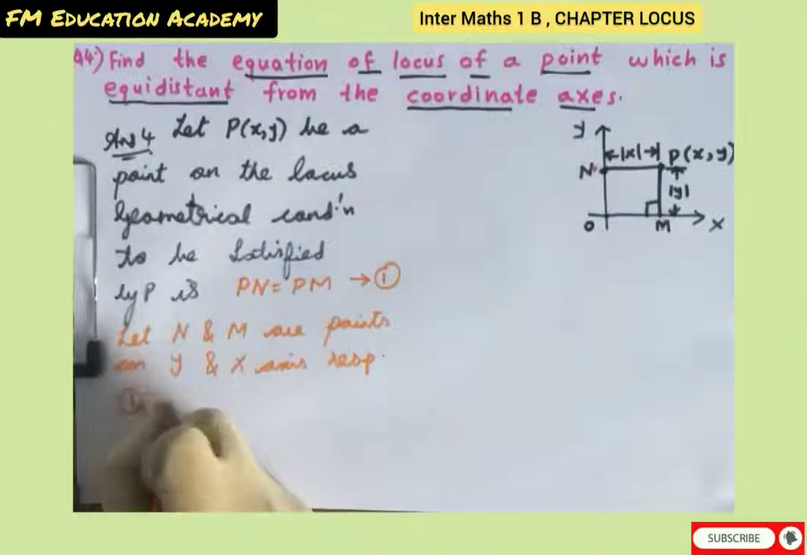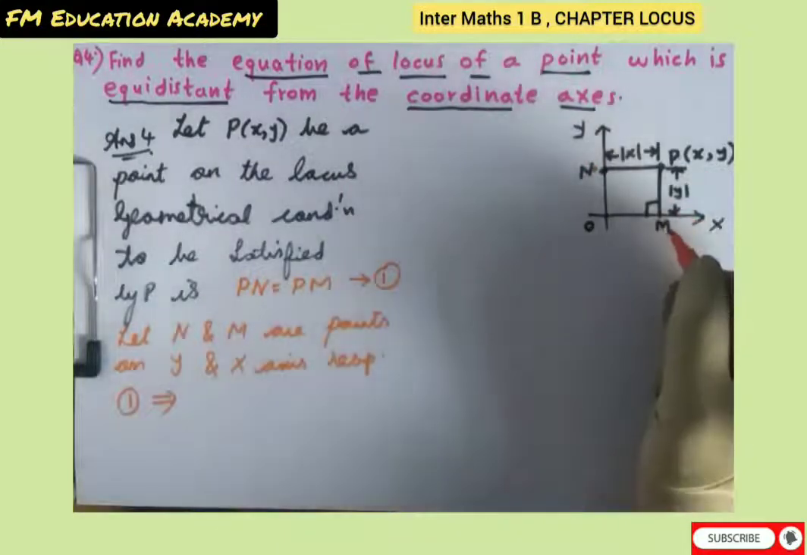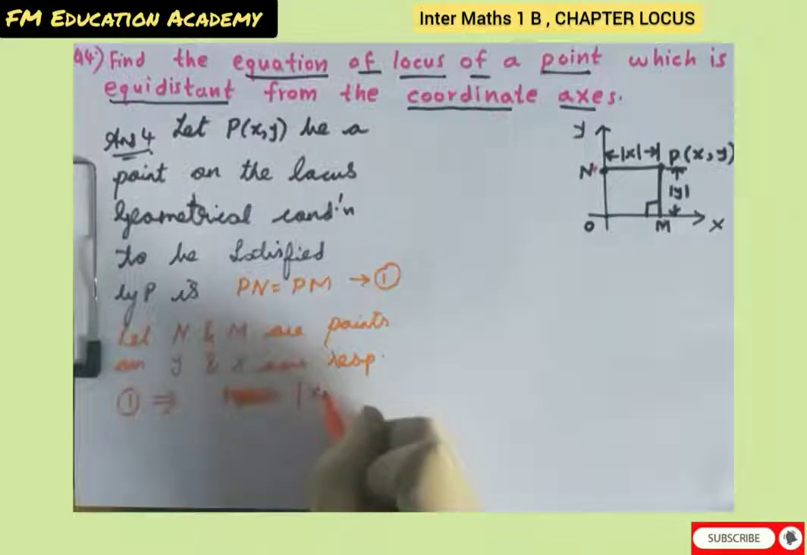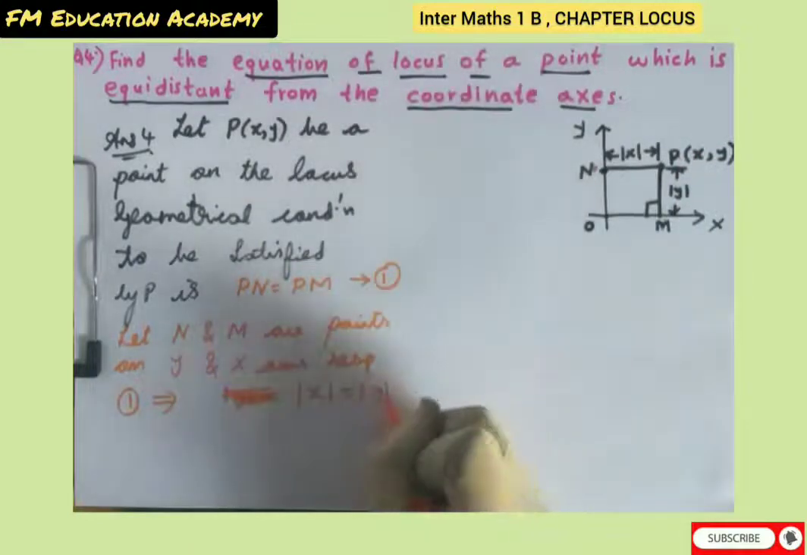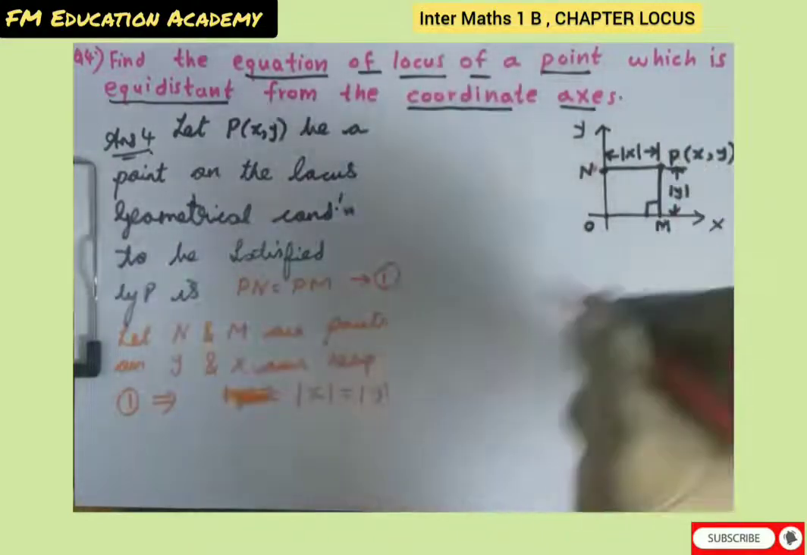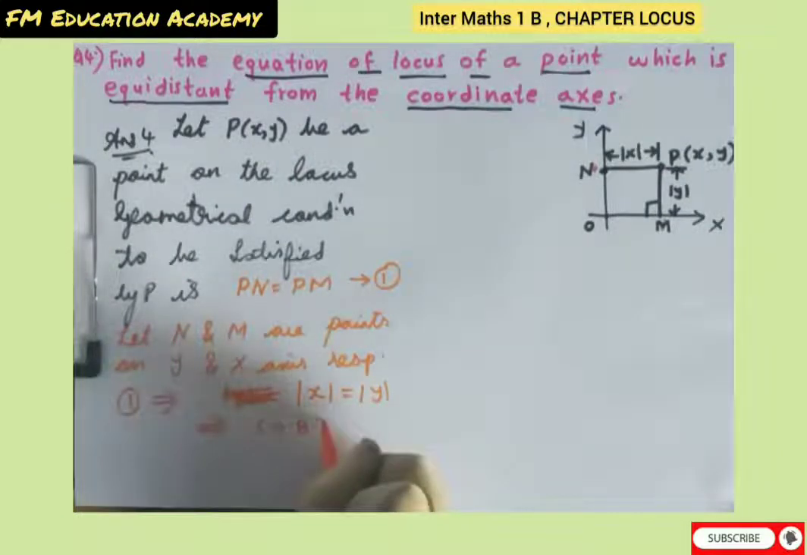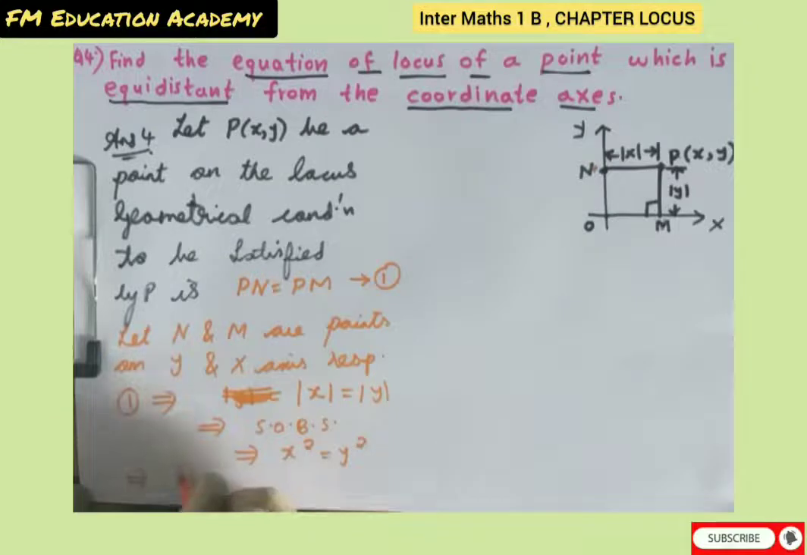So from equation 1, what do we get? What is the distance from P to the x-axis? That is PM, mod y. PN is mod x and PM is mod y. We want to remove this modulus, so we will square on both sides. When we square, x whole square is x square and y whole square is y square. So we got the equation x square minus y square is equal to 0. Let this be equation 2.